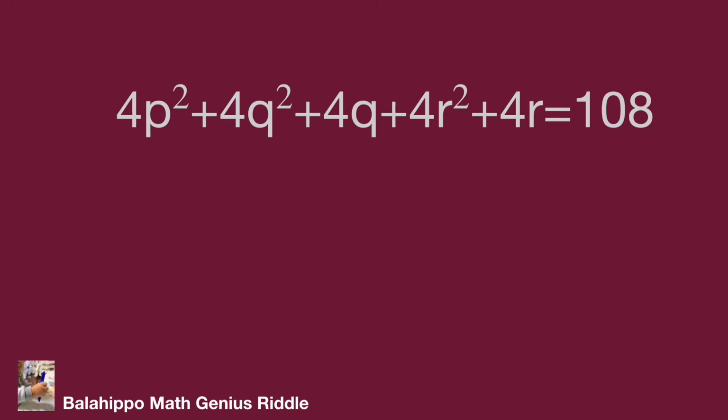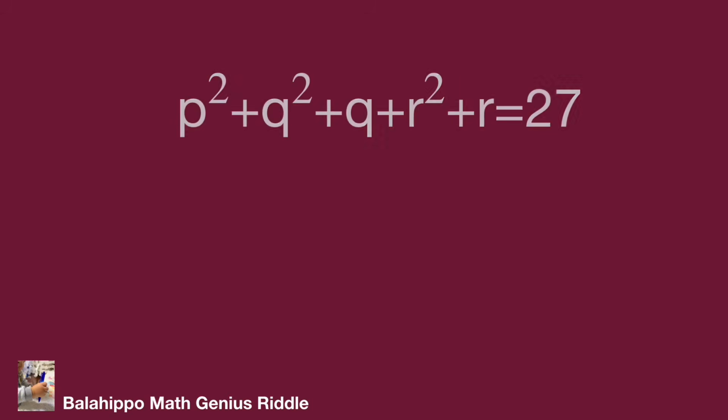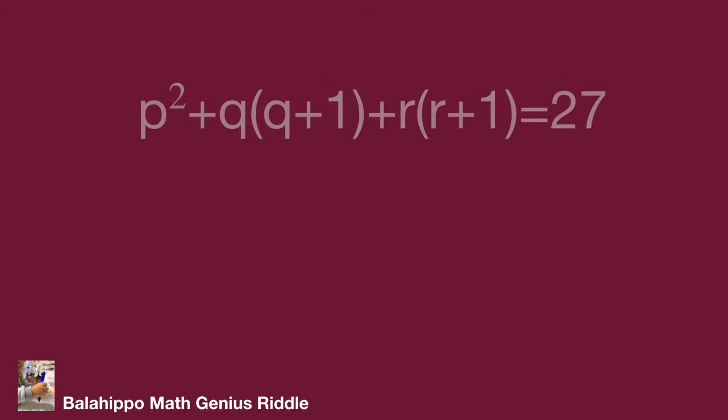We have the number 108 on the right side. 108 is divisible by 4, so divide by 4 on both sides of the equation. Got p squared plus q squared plus q plus r squared plus r equals 27. Adjust as p squared plus q times quantity q plus 1 plus r times quantity r plus 1 equals 27. The next stage, I would like to find the value range, due to q times quantity q plus 1 and r times quantity r plus 1 being larger than or equal to 0.